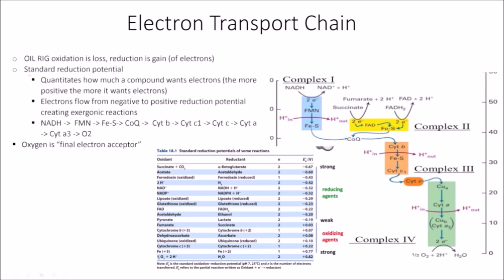Now we're going to go into even more specifics about what the passing of electrons in those complexes looks like. Going back to chemistry class, we have OIL RIG as the mnemonic, and this means oxidation is loss and reduction is gain.